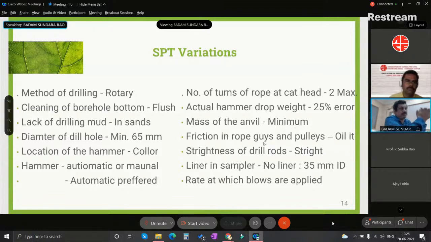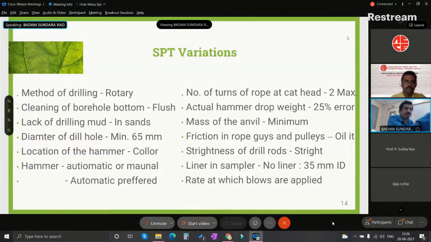And the hammers, we have different types of hammers: automatic hammers and manual hammers, and we have total control over the system. In terms of control, automatic hammers are the more preferable ones. For the number of tons on the cat head, 2.5 tons is preferable. The frictional distance between the rope and the cat head also plays an important role. Generally, 2.5 tons is preferred, to minimize the friction between the shims of the cat head and the rope.